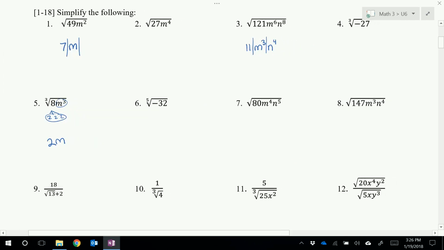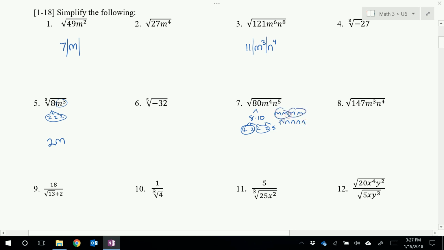Number 7, 80 we can break down to 8 times 10. 8 is 2 times 2 times 2. 10 is 2 times 5. We're looking for pairs, so we got 2 pairs of 2, and m to the 4th, n to the 5th. So we have 4 m's, 5 n's.